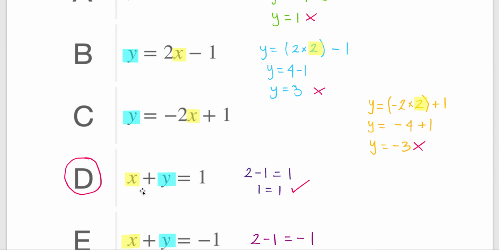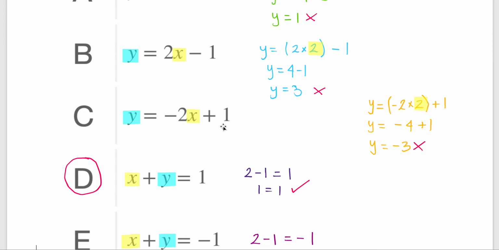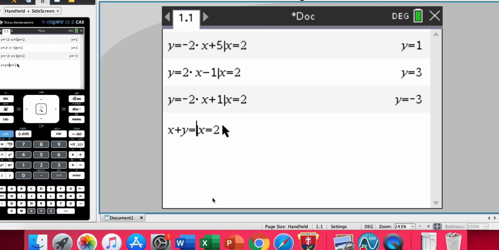Let's see what happens if I enter my rule in this form instead of y equals something x plus... Let's see what happens. So if I go up, up, up, enter, and then I change this one completely, and I say x plus y equals 1. X plus y equals 1, and then I press enter. Look, it just subs in, but it didn't solve it. So CAS is not going to do the algebra for you.